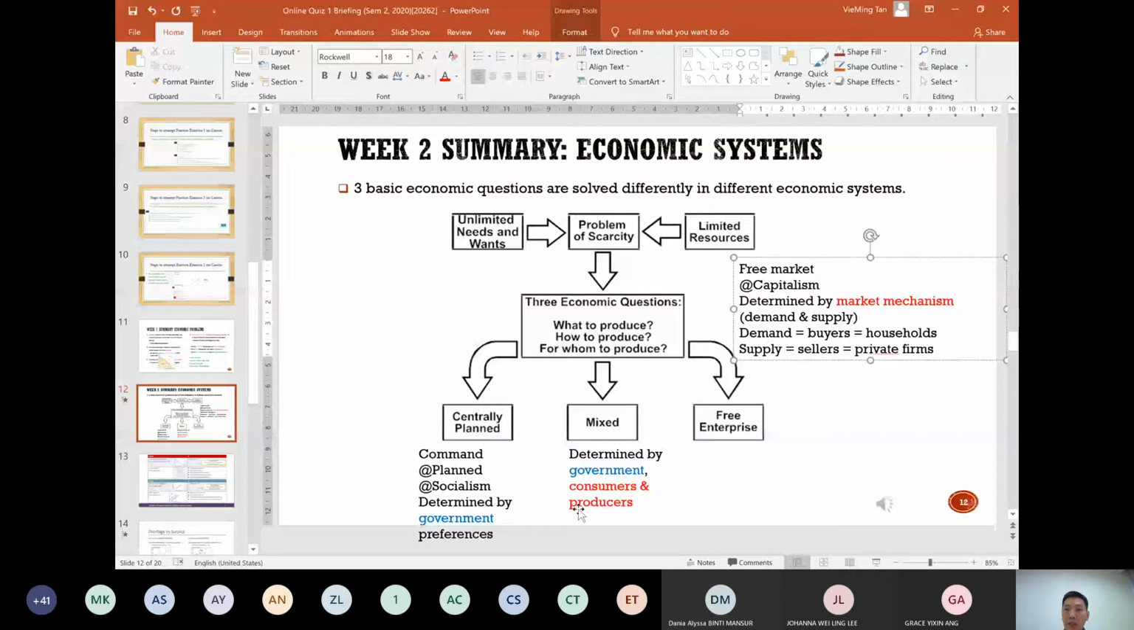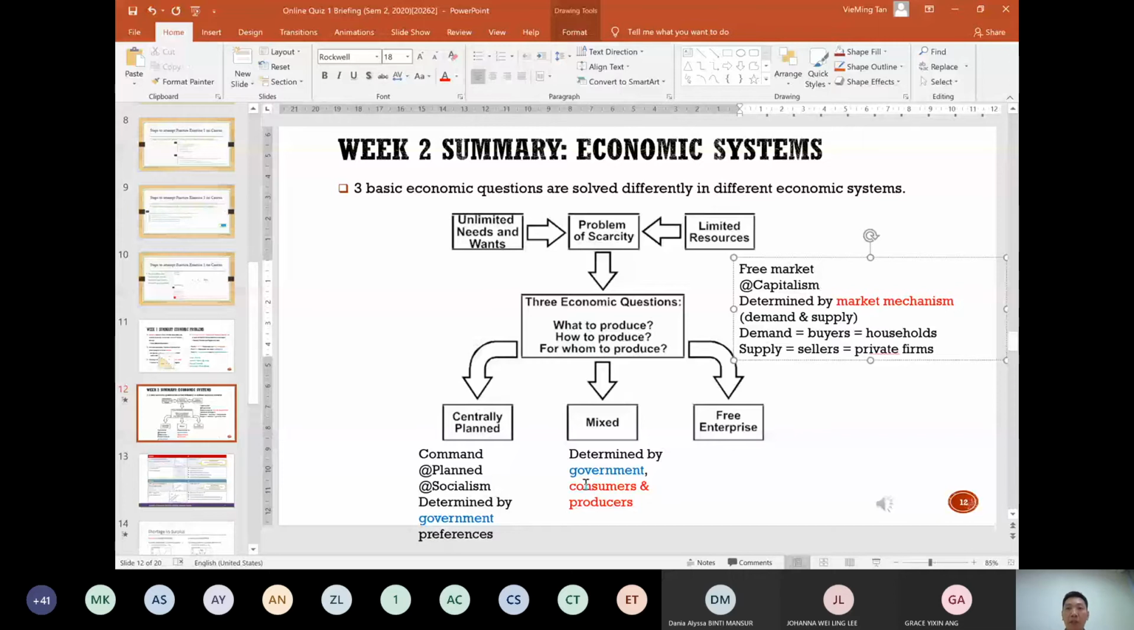So the three economic questions under the mixed economic system will be answered by both the government and the private firms and consumers. These three questions will be answered by the government and also the private firms and consumers to determine what to produce, how to produce, and for whom to produce.